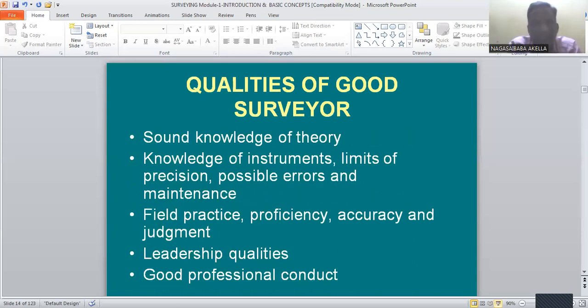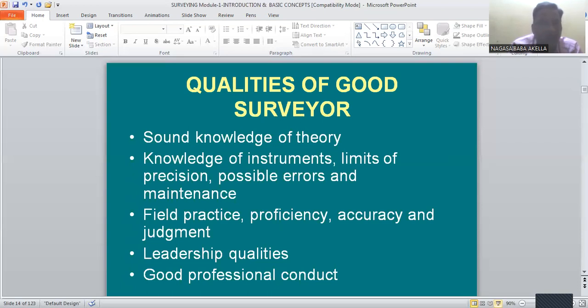Next, coming to what are the qualities a good surveyor should have. He should have sound knowledge of theory, sound knowledge of the subject, and sound knowledge of instruments. And he should know the limits of precision. He should know what the possible errors are and how to maintain them.